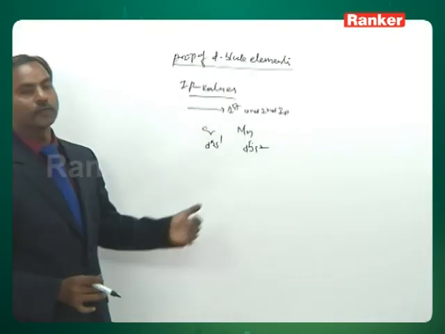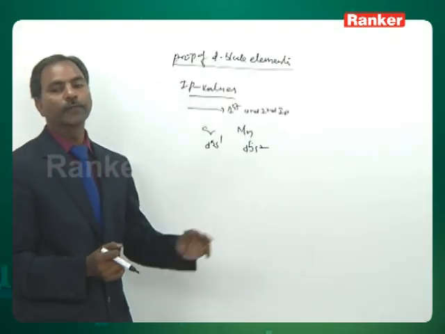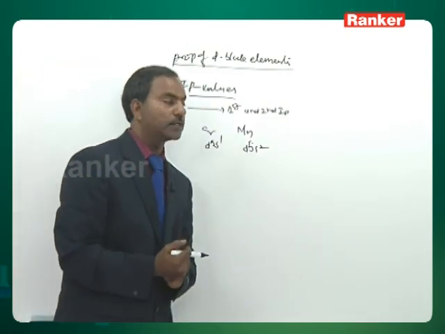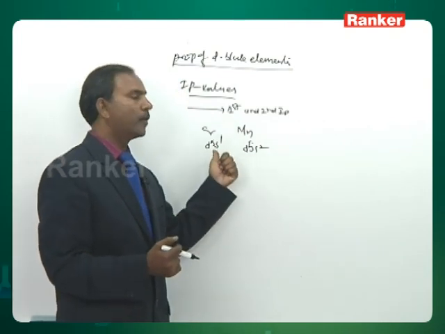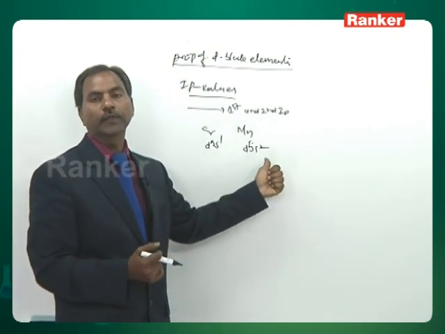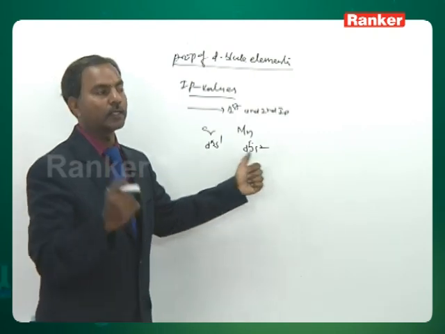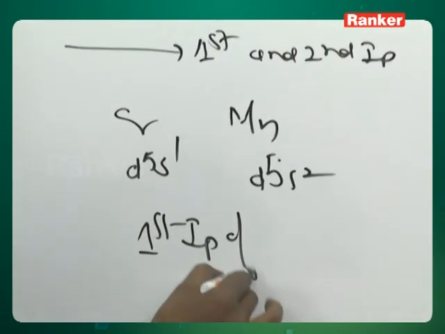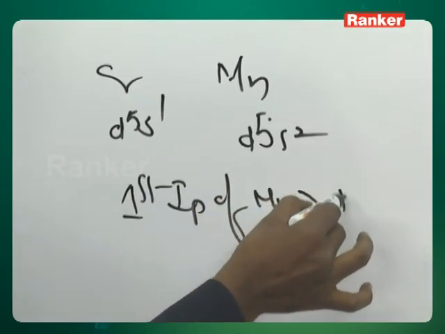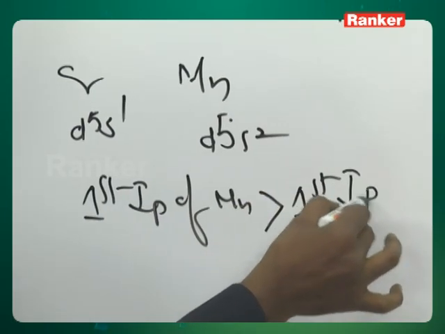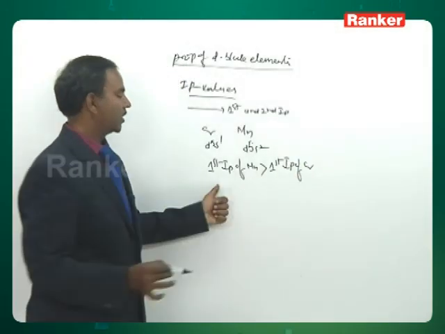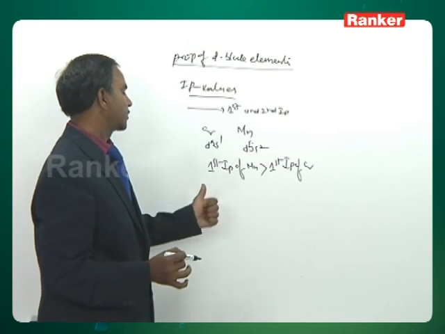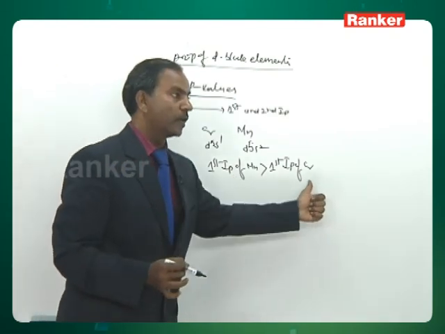Chromium is D5S1, and manganese is D5S2. Now, take the one from which you can easily remove the electron. The removal of an electron from S1 is easy, but from S2 is difficult. Therefore, I write a statement, look at the board: the first IP of manganese is greater than the first IP of chromium.